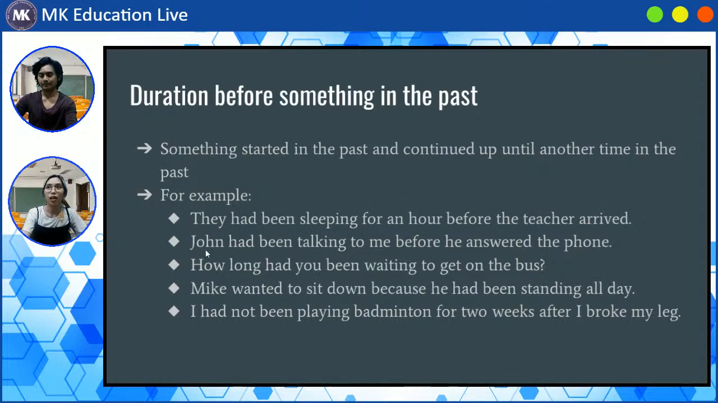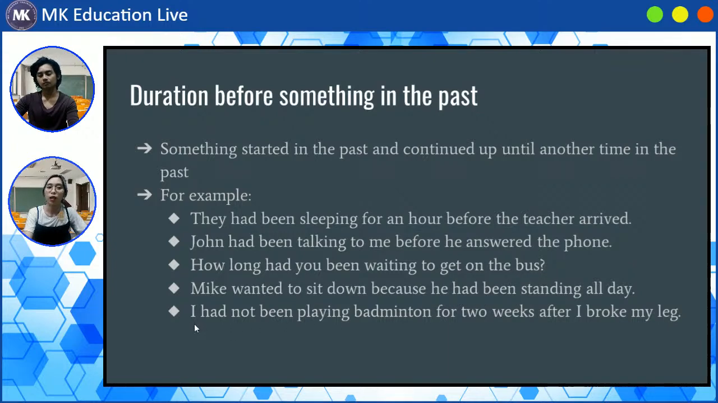The next one: John had been talking to me before he answered the phone. First event, John had been talking to me, so it's still continuing up until he answered the phone. That event particularly stopped the first event. The third one we have: how long had you been waiting to get on the bus? How long had you been waiting? This is a question word question, so that is the format of the question. The next, we have: Mike wanted to sit down because he had been standing all day. That is actually a cause and effect relationship, which I will discuss later on.